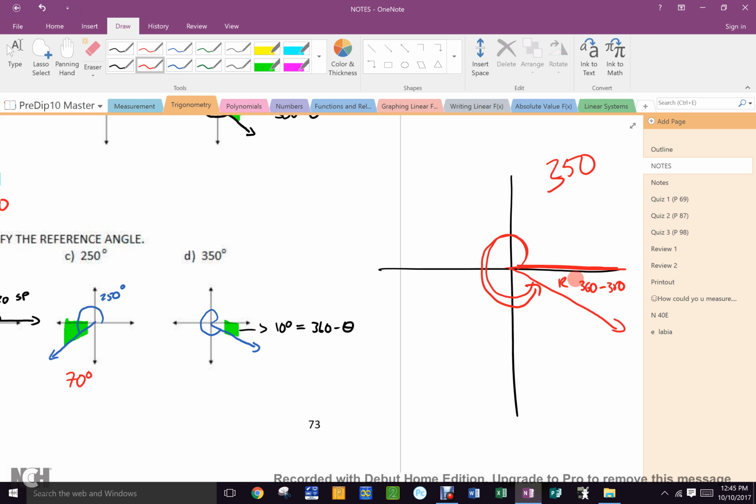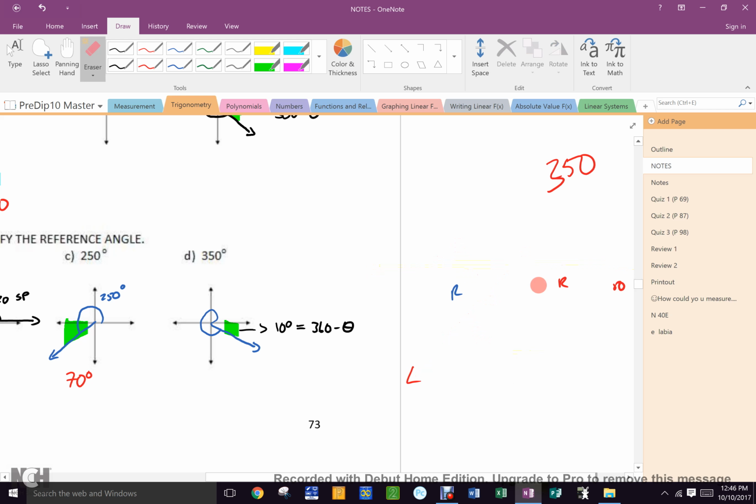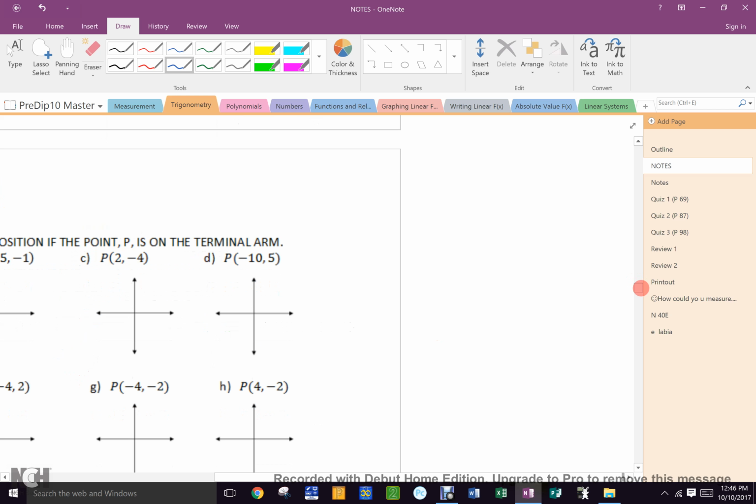Wouldn't the reference angle be on the outside, not on the inside of the angle? Again, the reference angle is between the x-axis and the terminal arm. The x-axis is here. So the only spot for the reference angle is between the terminal arm and the x-axis. You good now? I think he was thinking between the x-axis on the other side and the other quadrant, but it has to be in the same quadrant.